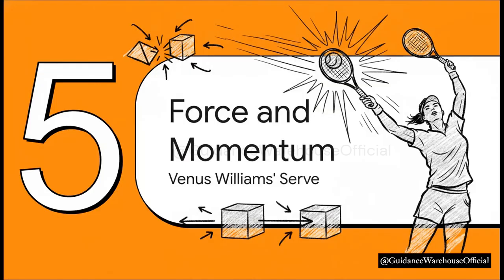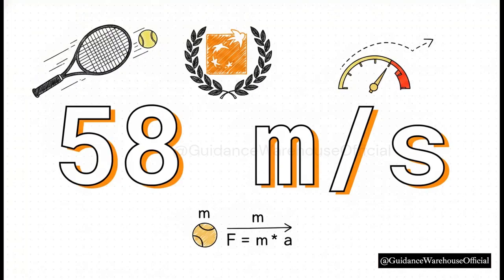Section 5. Applying force to momentum. Venus Williams' serve. Let's take all this theory we've been talking about and connect it to a real-life scenario by calculating the explosive force behind one of the fastest serves in tennis history. Back during the 2007 French Open, tennis legend Venus Williams hit a ball at a jaw-dropping 58 meters per second. That is almost 210 kilometers per hour. So using Newton's true second law, how much average force did her racket actually exert on that tennis ball?